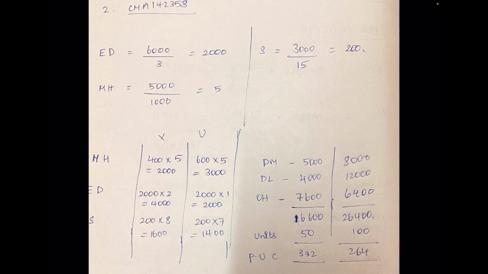For material handling, the total cost is $5,000 divided by the number of parts used for X-ray and ultrasound, that is 1,000 parts. The cost per part used is $5 each. For setup, the total cost is $3,000 divided by the number of setups for X-ray and ultrasound, that is 15. The cost per setup is $200.